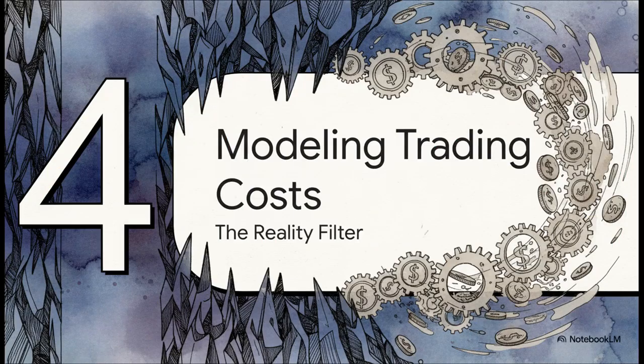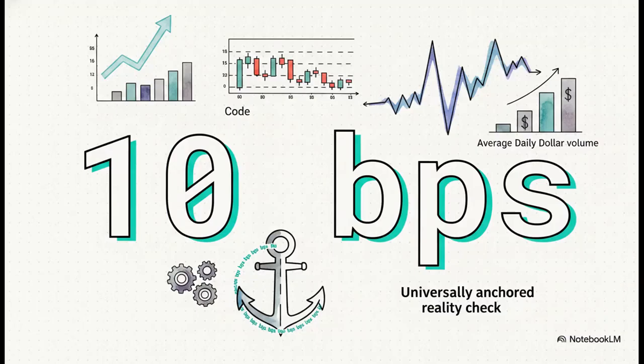Section 4. Modeling real trading costs, the reality filter. 10 basis points. That is the target average cost scale used in the code. The cost per stock dynamically scales based on historical volatility and daily volume, utilizing an overall mathematical scale factor, zeta, that is universally anchored right to this 10 basis points reality check. It sets a conservative, linear cost hurdle that every single strategy has to clear.